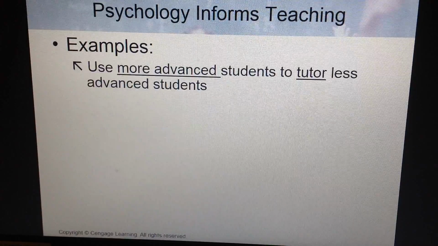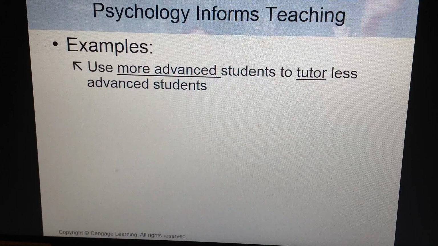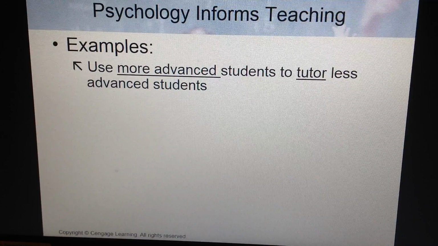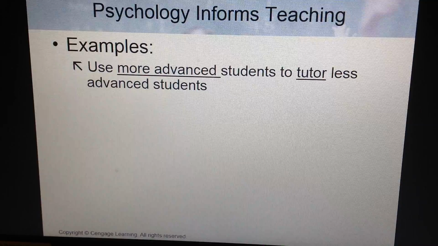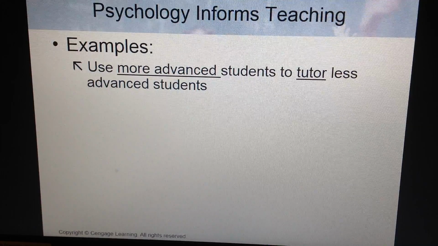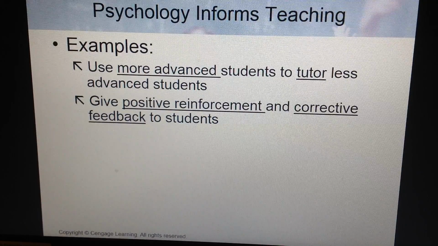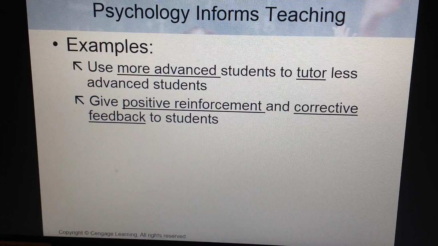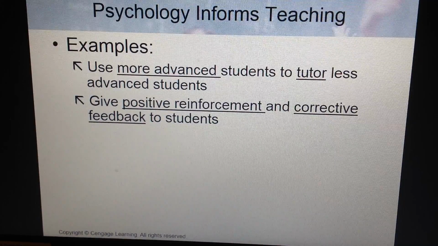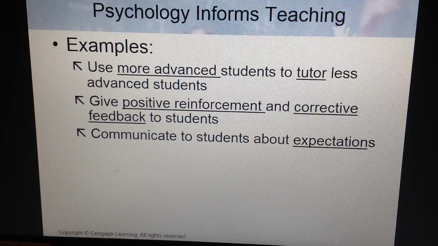Some examples of how the research in psychology informs teachers are some things that we have found that help teachers become effective. They use the more advanced students to tutor less advanced ones, and we'll learn about that with Vygotsky. It's called scaffolding. They also give positive reinforcement, but also corrective feedback so students can make adjustments. And they have high expectations.